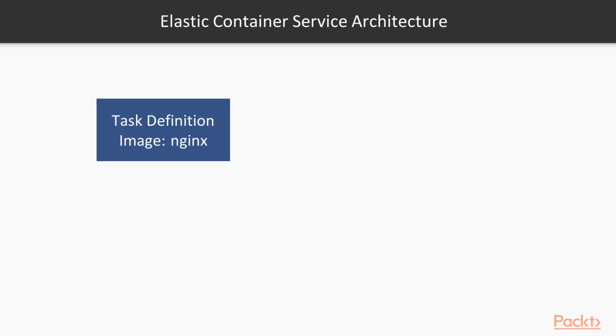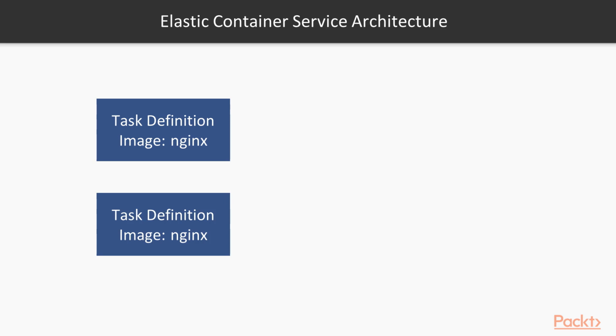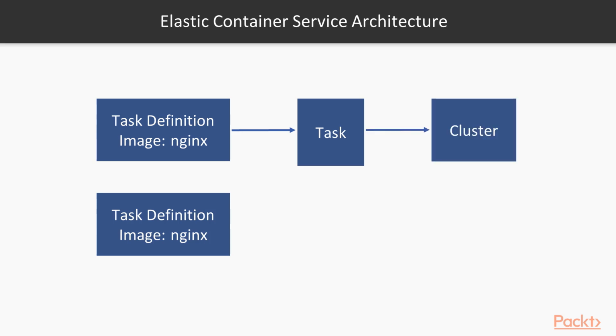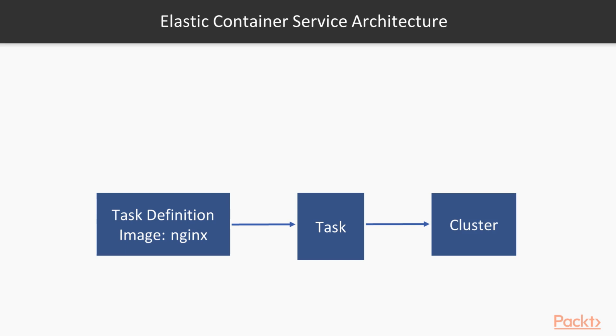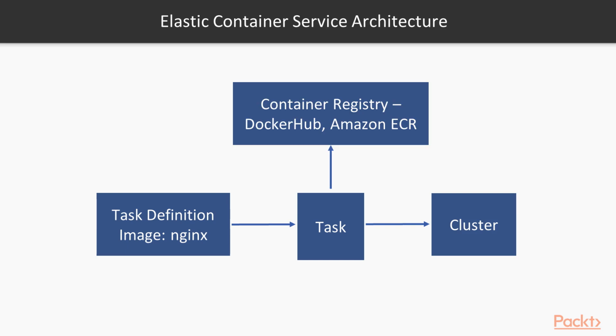Now, you can have multiple tasks. So you could have one task which is pulling out an Nginx image from Docker Hub. You could have another task that is pulling out the Apache image from Docker Hub. This can then be created as a task and then assigned to a cluster. And the same thing goes for the other task definition as well. This is what helps you to segregate these tasks. Now the task itself has the ability to pull images from various registry places. So you can pull from Docker Hub or even from the Amazon Elastic Container Registry.